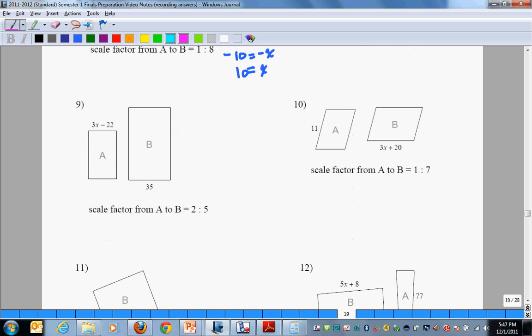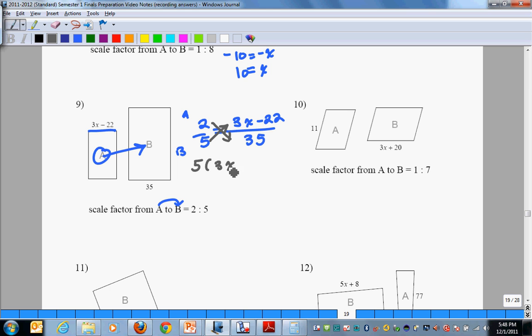Taking a look here, number 9. Our scale factor, again, from A to B. A to B is going to be 2 to 5. So from A to B, 2 over 5 equals 3x minus 22 over 35. You cross multiply again. 5 parentheses 3x minus 22 equals 2 times 35.